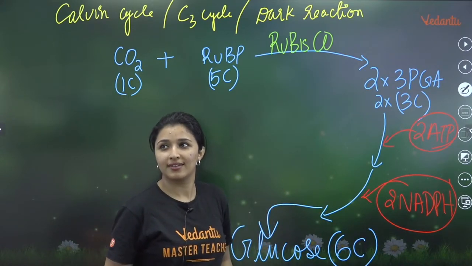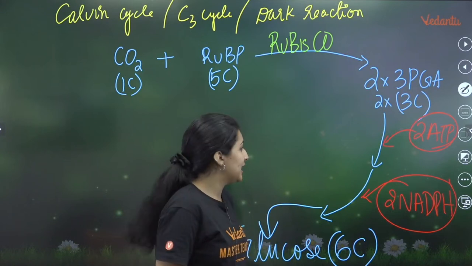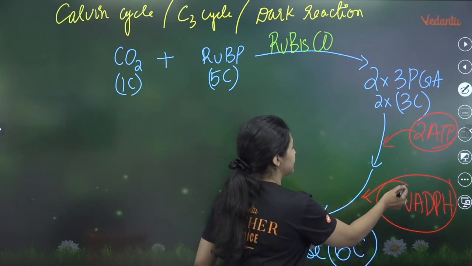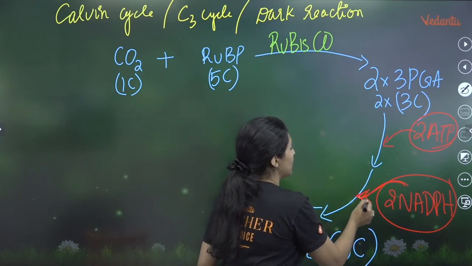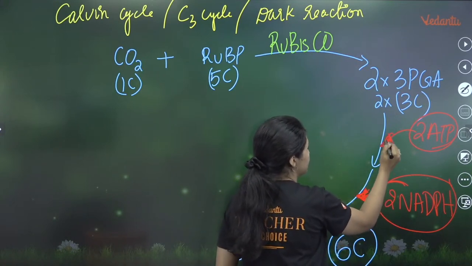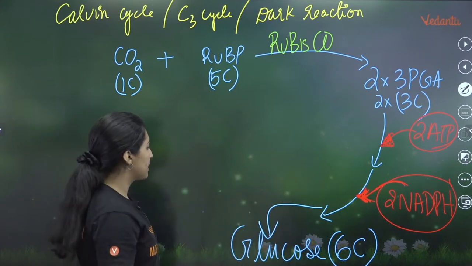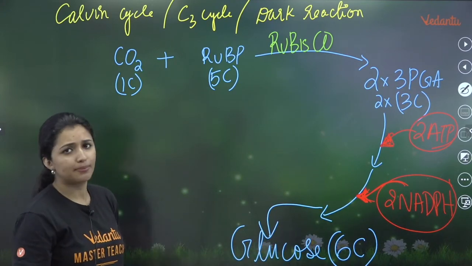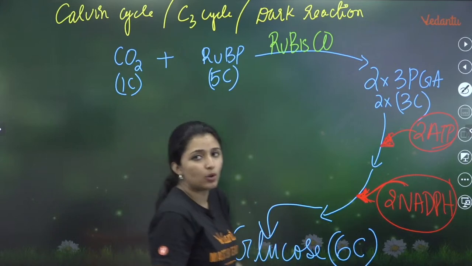Anyways, we are utilizing them. We got it with a lot of difficulty from our light reaction. So, we have to use them. And that's how we make glucose. But that means it should be done? No, we only have to make glucose.